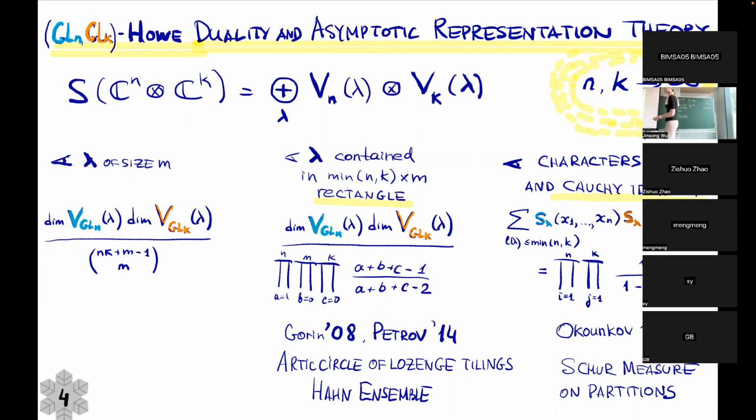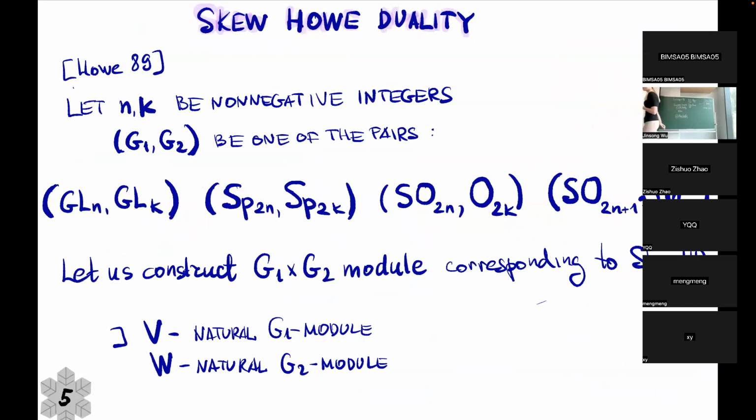So this relation is actually well studied. And also there is another approach by Okounkov that regards the Schur measure on partitions, because we can consider the characters and the corresponding Cauchy identities. So basically, here are the very short historical facts on how the idea of the asymptotic study of the Howe duality has been treated previously. But the duality that we are going to talk about now is the Skew Howe duality.